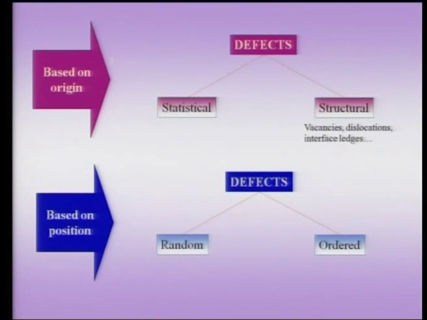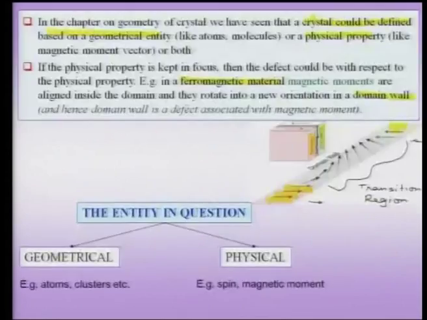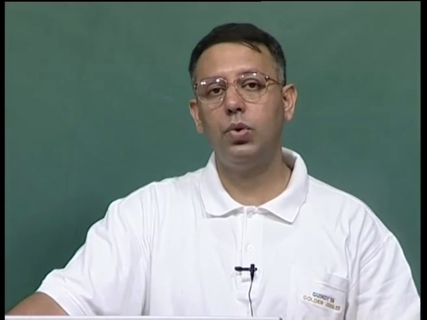aspect that when I am talking about defects, if I ignore their origin or their order in the material, then I am making a serious mistake. In other words, a structural vacancy can play a very different role in the properties of a material as compared to a statistically stored vacancy. Similarly, an ordered defect has a very profound influence on the crystal structure of the material. Then we also said that, as in the definition of a crystal structure, we need to worry whether the defect is defined based on a geometrical entity or a physical property.